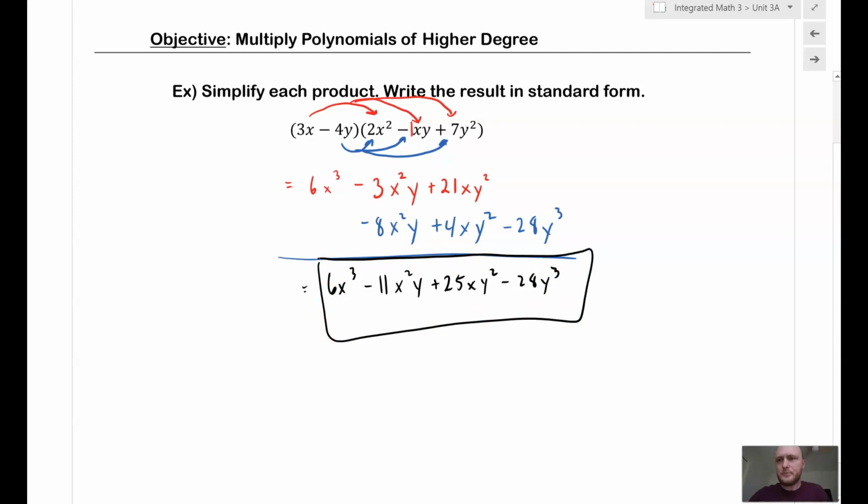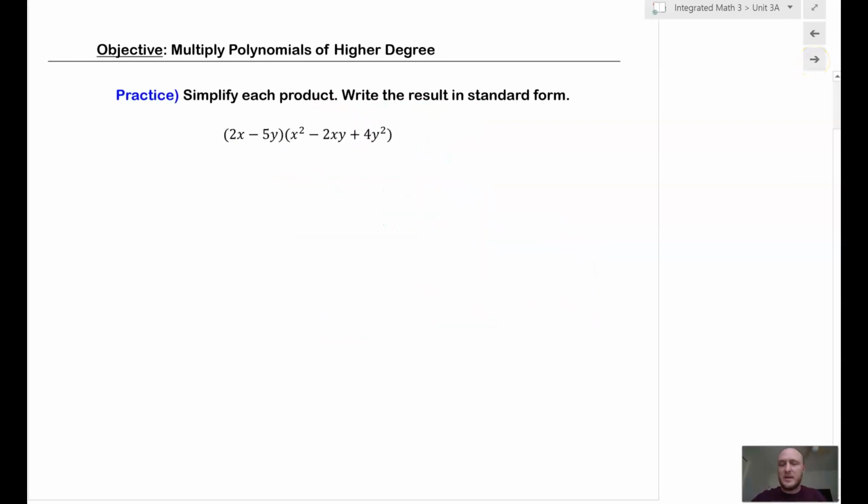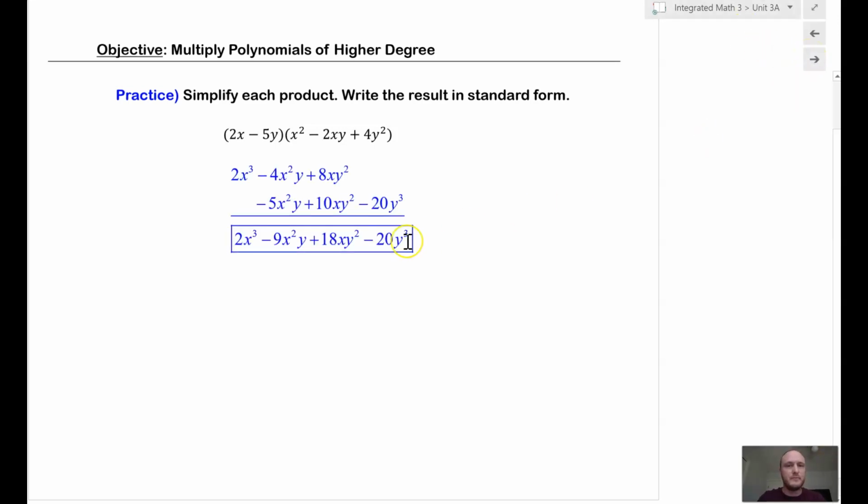Simple. Okay. Here is a practice problem. Please pause the video. Try this one. All right. Hopefully you did this one. Here is the solution. 2x cubed minus 9x squared y plus 18x y squared minus 20y cubed.